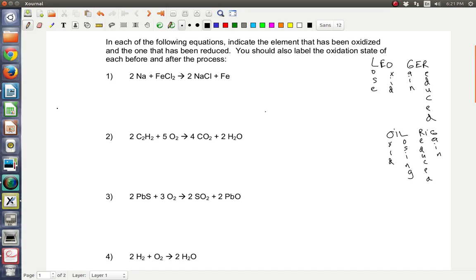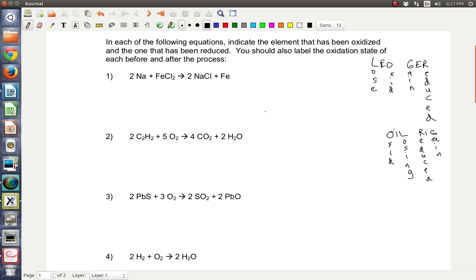Alright guys, we're going to go over oxidation reduction reactions. I wrote over here on the side a couple of the mnemonic devices. LEO says GER. That means if you lose electrons, you're oxidized. If you gain electrons, you're reduced. And OIL RIG: oxidation is losing electrons.